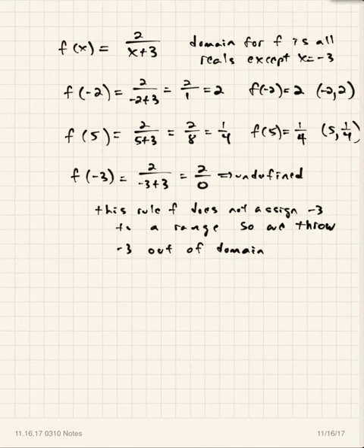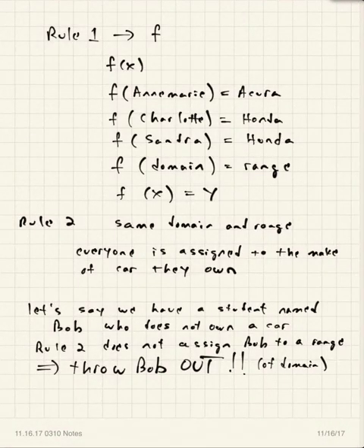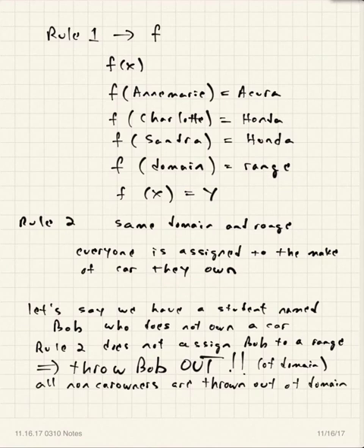All right, so now let's go back to rule 2, because the reason I looked at that example is because of this throwing Bob out stuff. So we've thrown Bob out, then we throw everybody who's a non-car owner out of the domain. So all non-car owners are thrown out of the domain. And so what are we left with? We are left with only people who own cars.